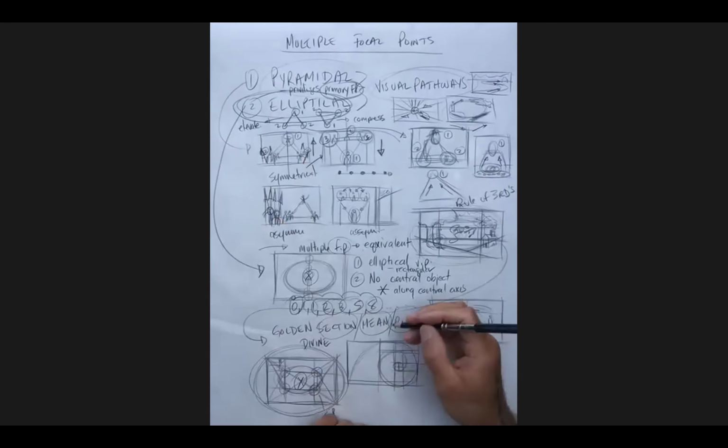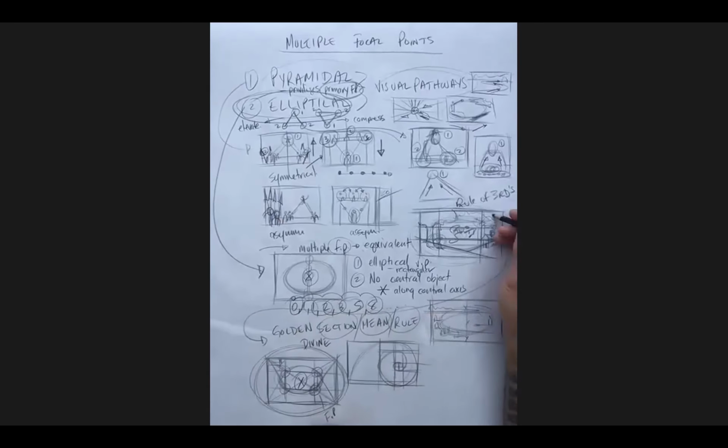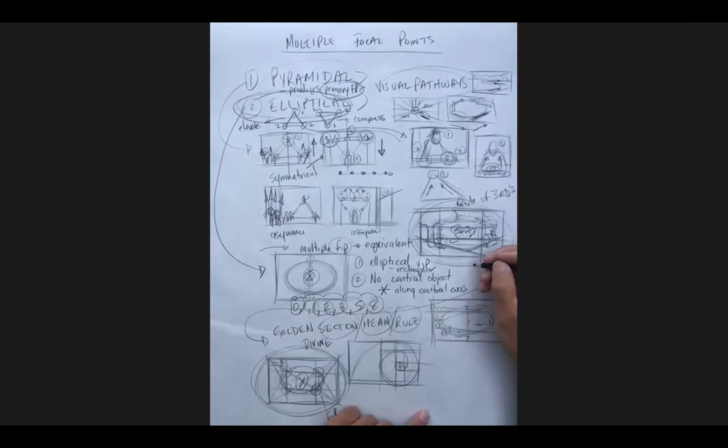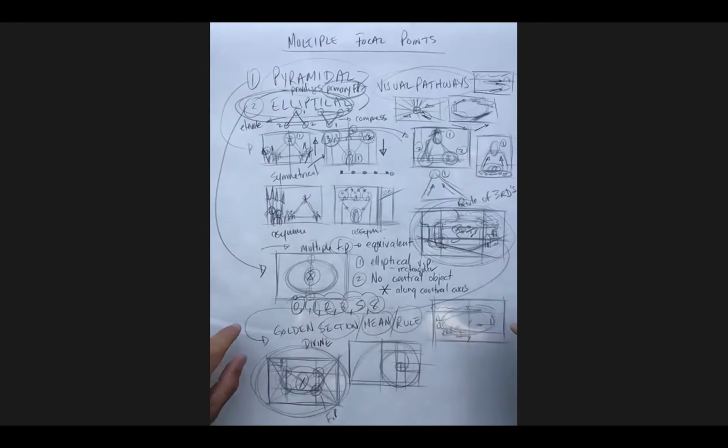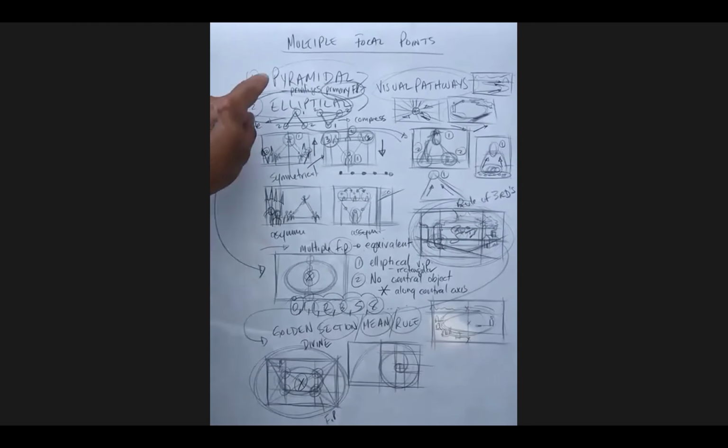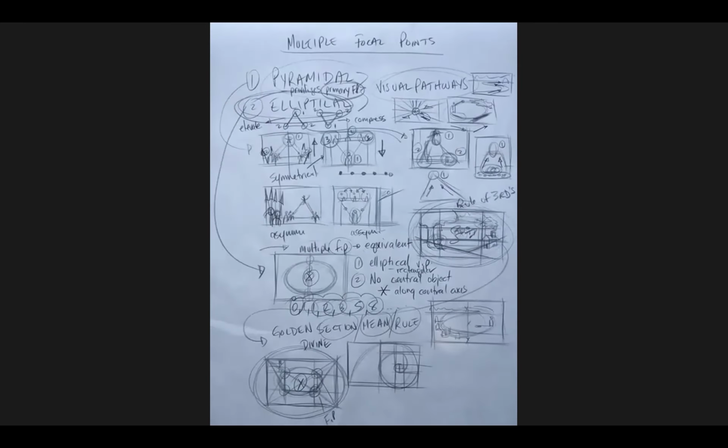Anyway, so this is the hard way of doing golden section. I would recommend doing this. One of you is going to have to do this in your assignment. Screenshot this page. Do you guys have any questions about what pyramidal or elliptical visual pathways are?